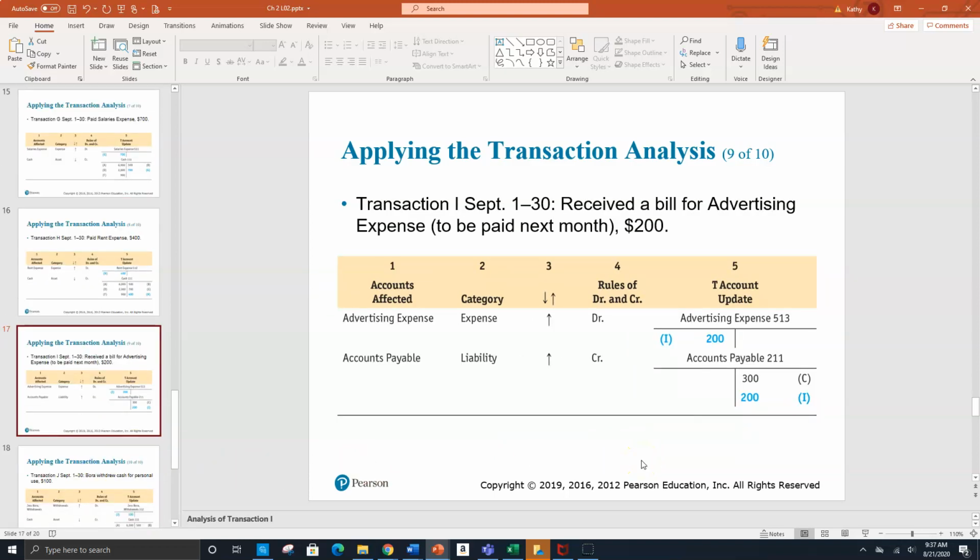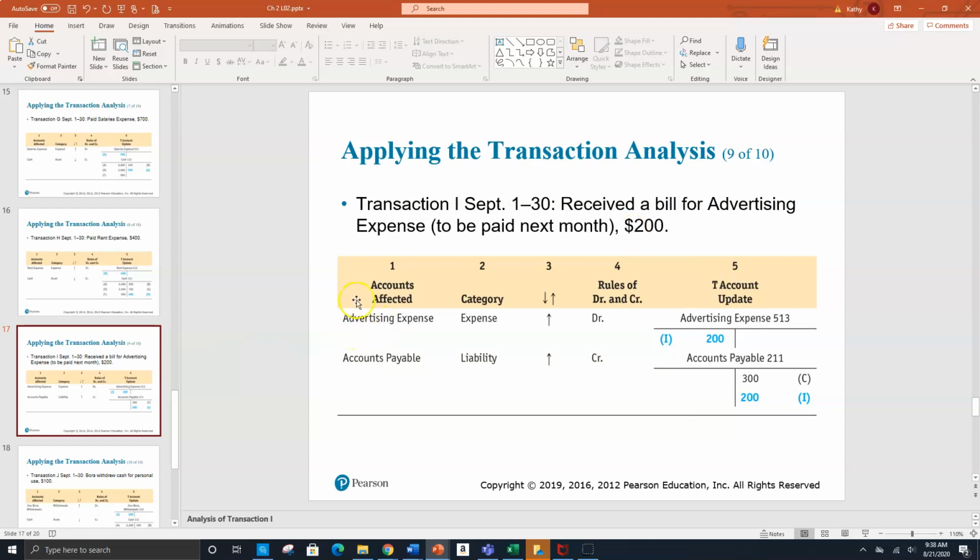Transaction I, received a bill for advertising expense to be paid next month. So it is, again, on account. It's money we owe somebody for advertising expense, so it's an accounts payable. If customers owe us, it's an accounts receivable. If we owe a vendor, it's accounts payable.